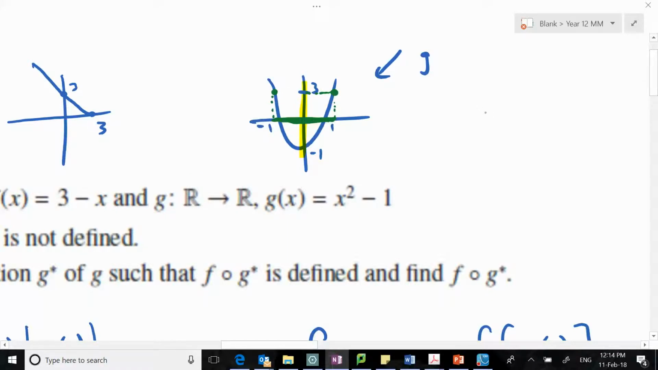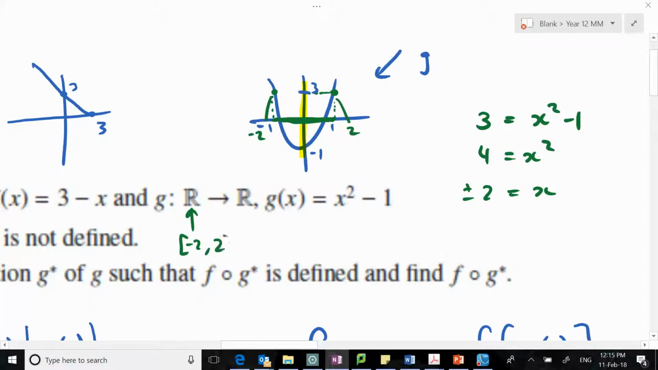So the question is, how do I get 3 as my y value? So this is my 3. I want to get a 3. So really you're trying to solve for x squared minus 1. And you solve it so that it becomes what? 4 equals x squared. And you find out that x is equal to plus minus 2. Okay? So if you sub in 2, so 2 squared is 4, 4 minus 1 is 3. So you know now the limit is that you only get from 2 to -2. That's your domain. So instead of R, you now know you can choose -2 to 2.